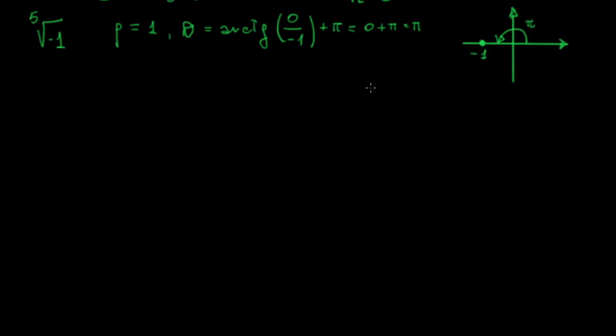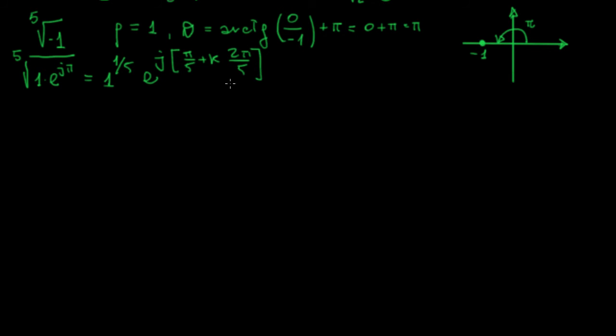Okay, now we have found rho and theta, so this root can be expressed as the fifth root of 1 times e to j pi. If we apply the well-known formula now, what I got is 1 raised to 1 over 5, e to j, with theta being pi over 5 plus k times 2 pi over 5. So this has to be evaluated for the values of k ranging over 0, 1, 2, 3, 4.